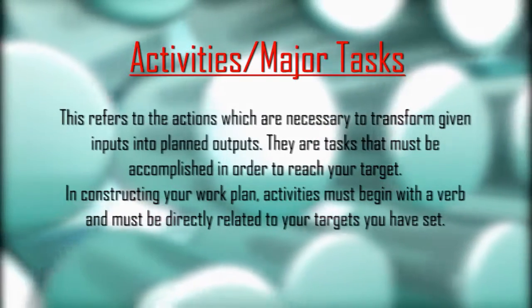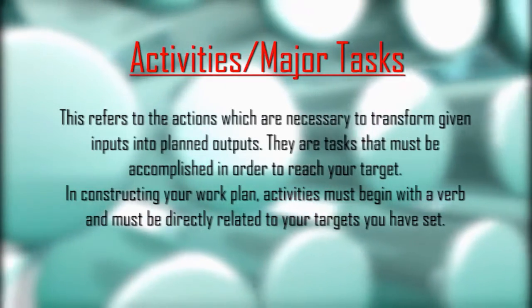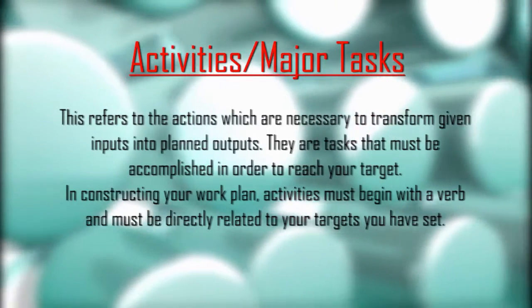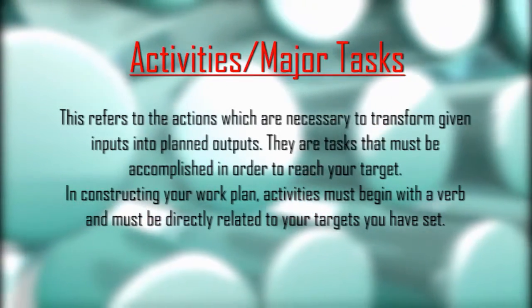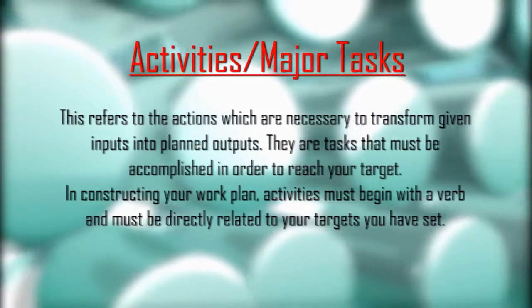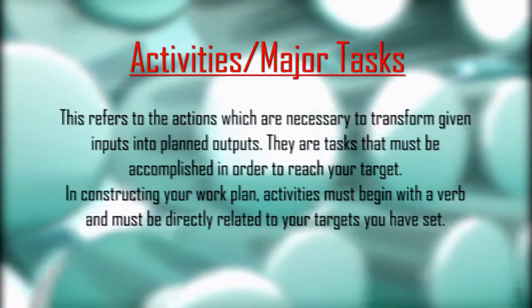This takes us to the activities or major tasks. This refers to the actions which are necessary to transform given inputs into planned outputs. There are tasks that must be accomplished in order to reach your target. In constructing your work plan, activities must begin with a verb and must be directly related to the targets you have set. Let's take the targets mentioned earlier. We would want to consider a few activities that would help us to achieve these targets. It is also important to note that these activities will be transferred to the individual work plan for execution as major tasks.